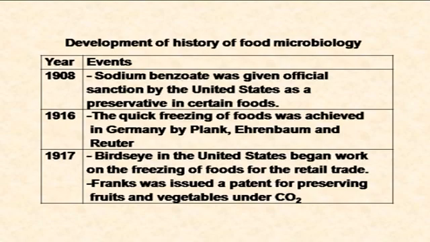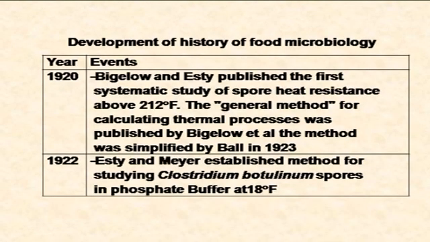Franks was issued a patent for preserving fruits and vegetables under carbon dioxide. In the year 1920, Bigelow and Esty published the first systematic study of spore heat resistance above 212 degrees Fahrenheit. The general method for calculating thermal processes was published by Bigelow et al., and this method was further simplified by Ball in 1923. In the year 1922, Esty and Meyer established a method for studying Clostridium botulinum spores in phosphate buffer at 180 degrees Fahrenheit.